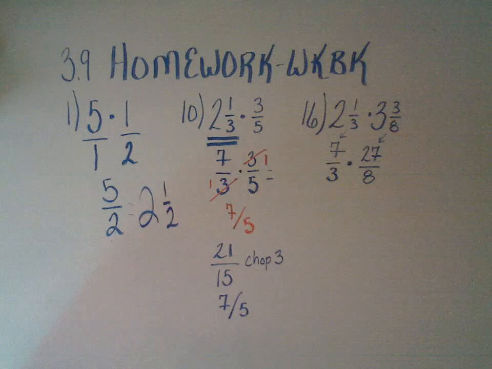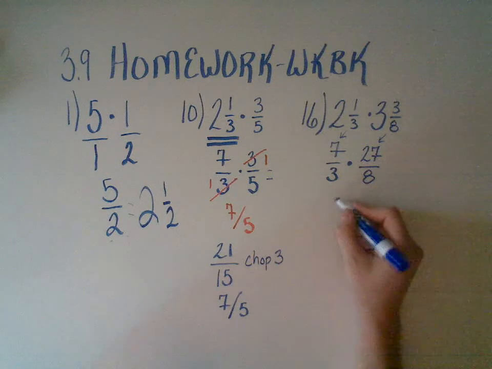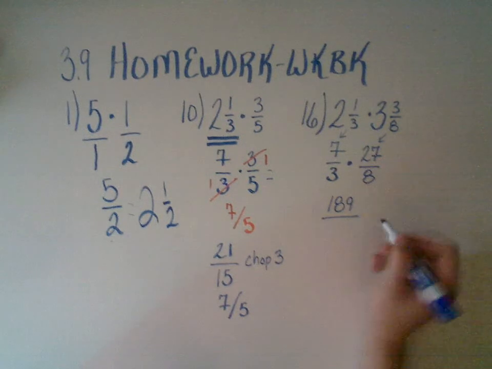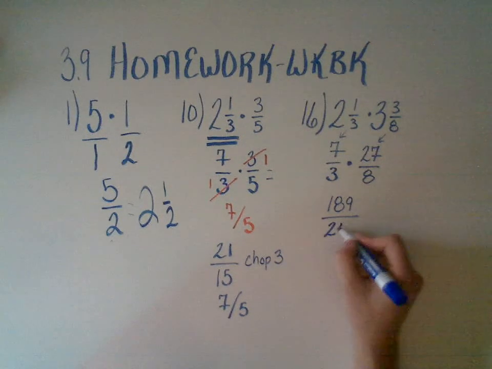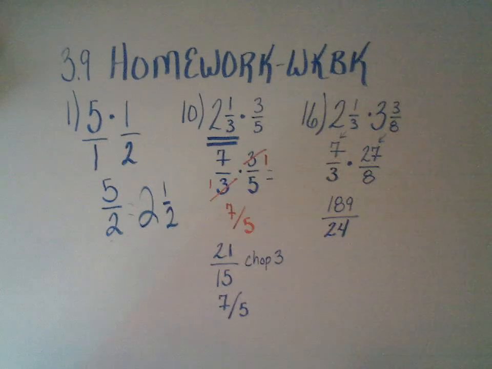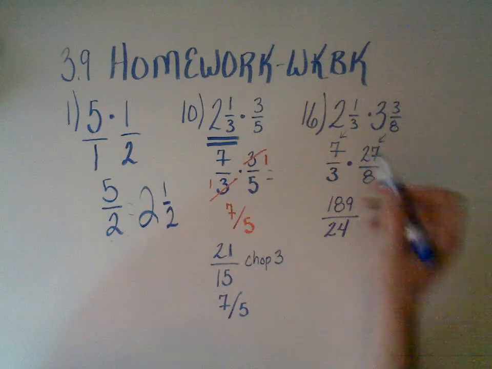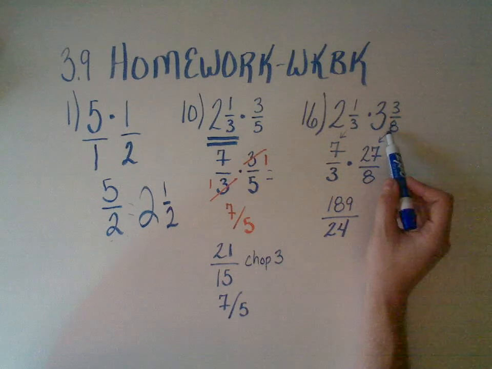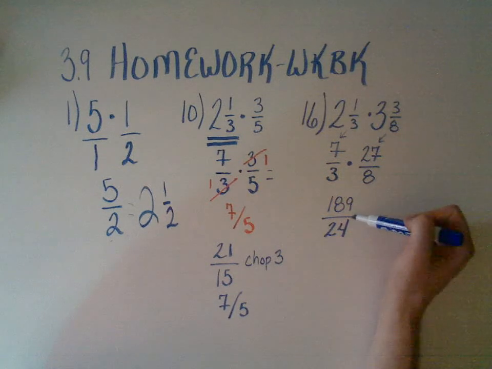Alright, now at this point, you can multiply across, which is what I'm going to do. 7 times 27 in the numerators is 189. And the denominator is 3 and 8, which is 24. Now, hopefully you remember me the other day talking about form and mathematicians being kind of an odd group. Since this question started off with mixed numbers, they probably want a mixed number as the answer.